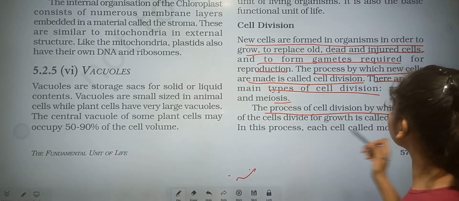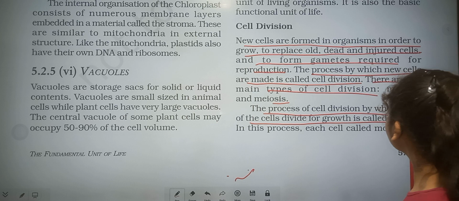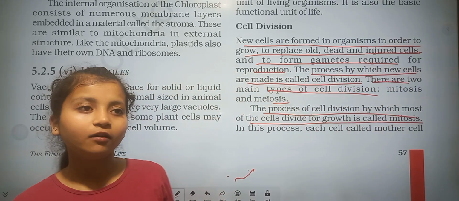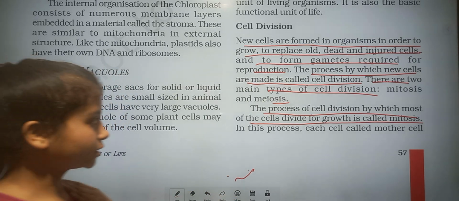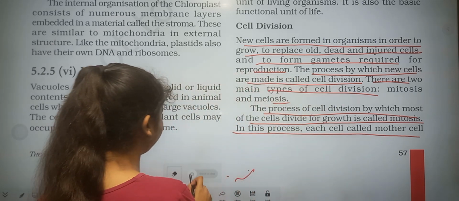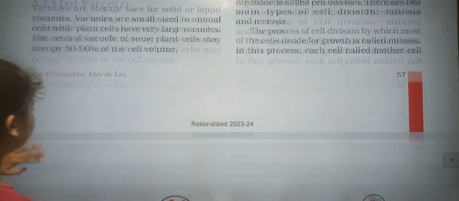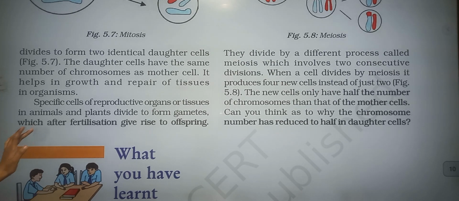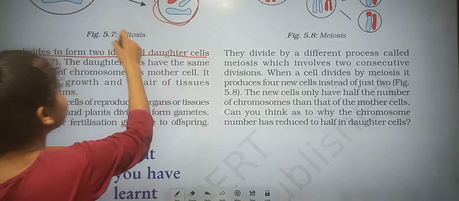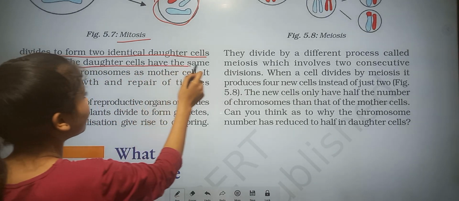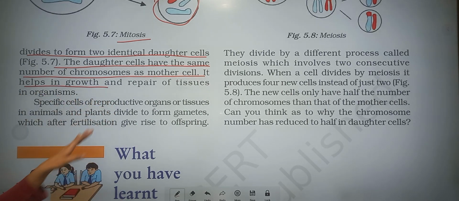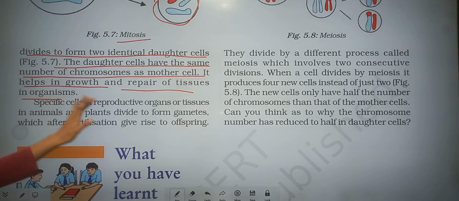The process of cell division by which most cells divide for growth is called mitosis. It means most cell divisions happen through mitosis. In this process, each cell, called the mother cell, divides to form two identical daughter cells. This is mitosis. The daughters have the same number of chromosomes as the mother. It helps in growth and repair of tissue in organisms.